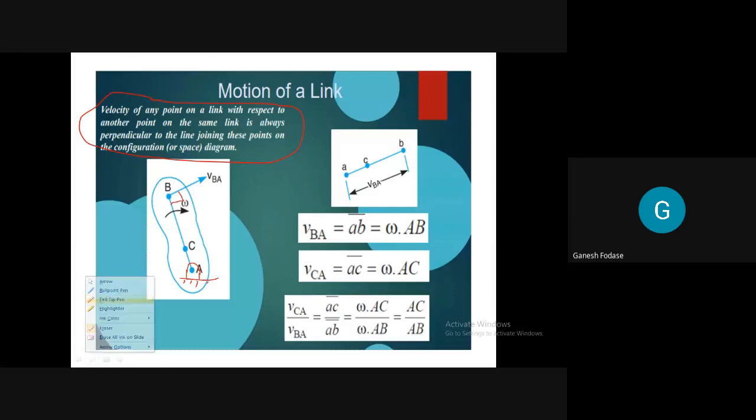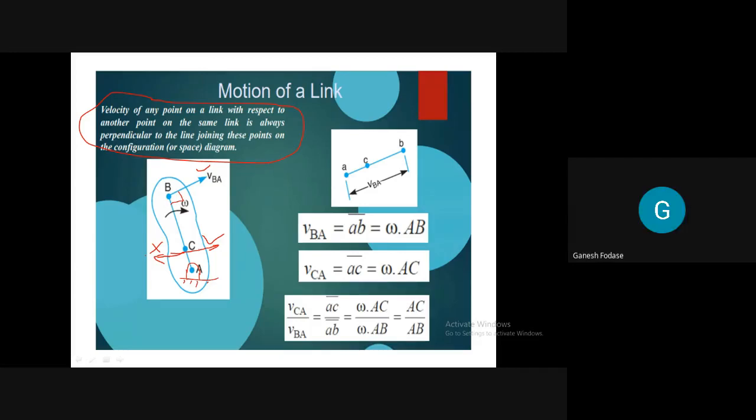But now the next question. Okay, it is perpendicular. Let's say it is here. Assume it is perpendicular. But is it toward this side or this side? In the direction of omega. That is the next concept. Even though it is perpendicular, it must be in the direction of angular velocity. So this one is wrong and this one is right. This is the velocity of B with respect to A. This is the velocity of C with respect to A. Understand?